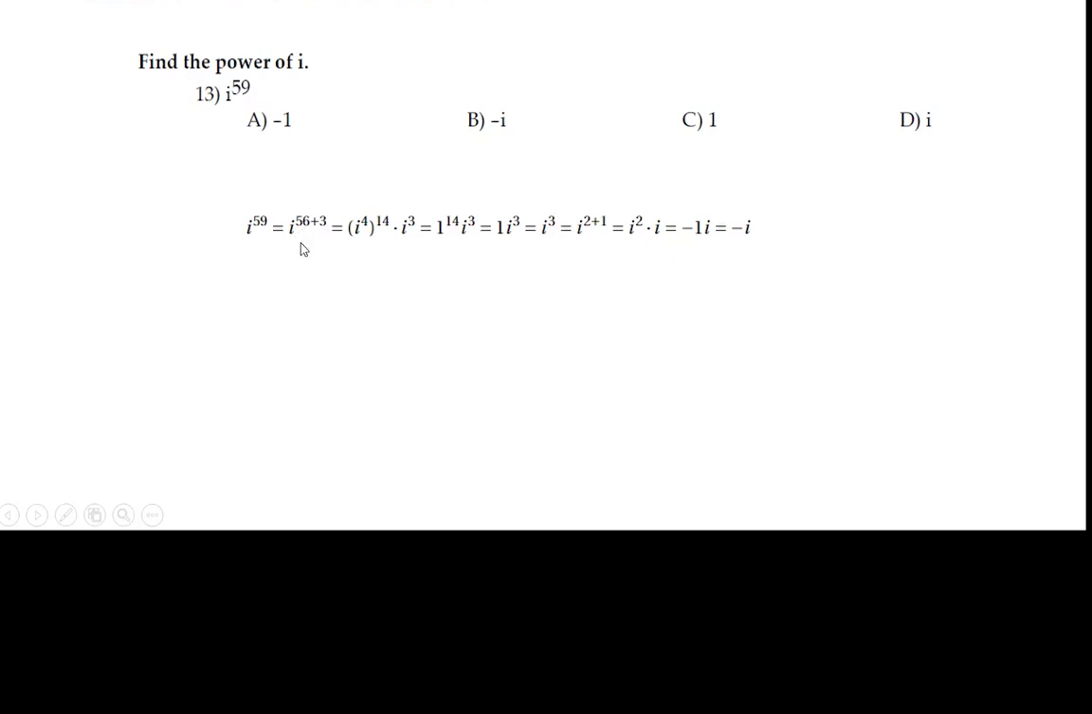56th power of I would be I to the 4th times 14. 4 times 14, I to the 4th to the 14th power. I to the 4th is 1. 1 to the 14th is 1.